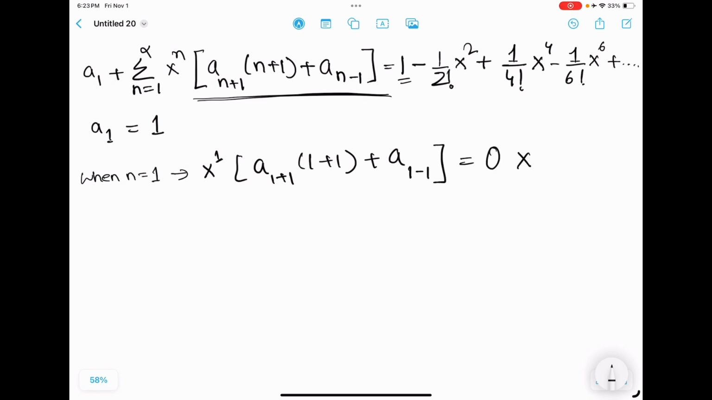Again, this is because at our right-hand side, there's no coefficients for x. When our power of x is 1, it's going to be 0. There's no x over here. So that's why I can write that as 0x. Okay? So taking out all the x's and simplifying this, we have 2a sub 2 plus a sub 0 equals 0. Now, I have 2a sub 2 and a sub 0. So far, I just know the value of a sub 1, okay? But for this one, we don't know either of the values, right?